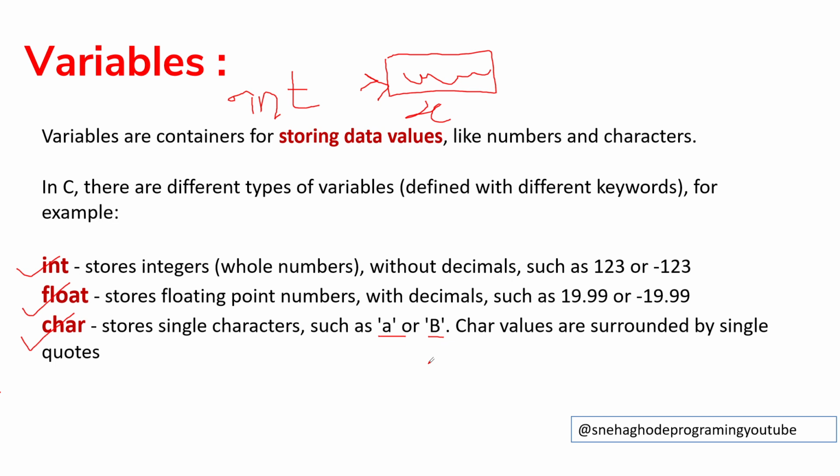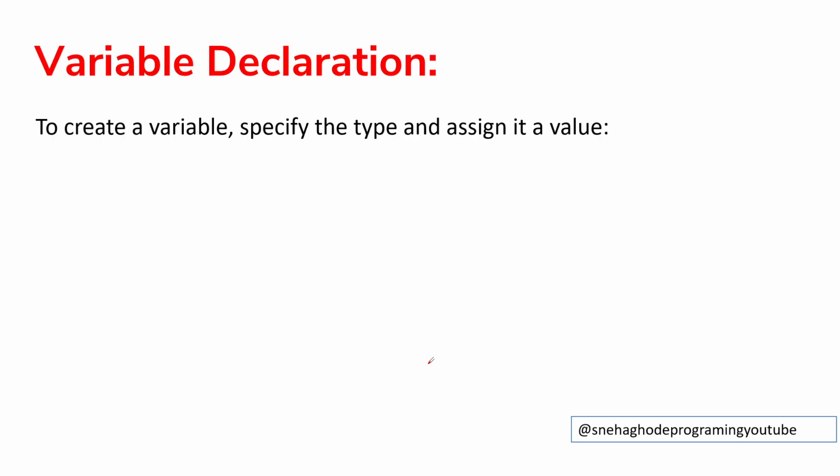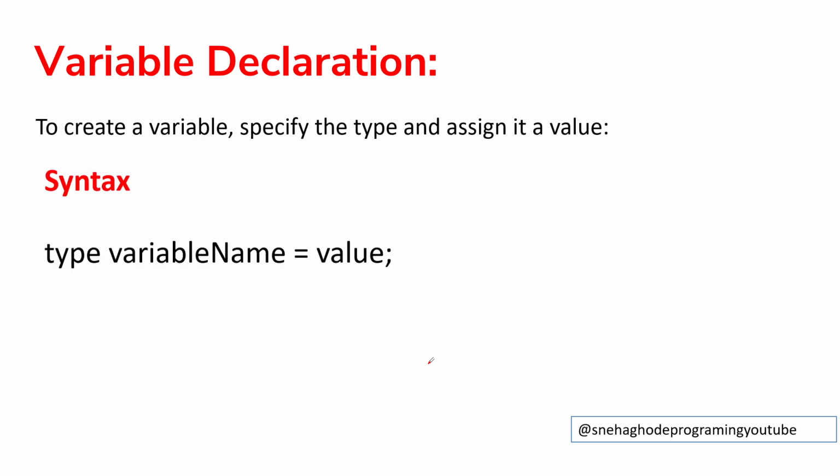So hope you are clear with the variable. What is a variable? A variable is a container used for storing data values. Let's move on to variable declaration. How are we going to do the variable declaration? To create a variable, specify the type and assign it a value. So here, what is the syntax?